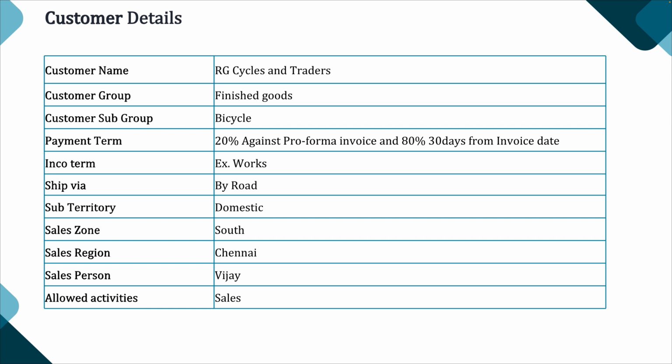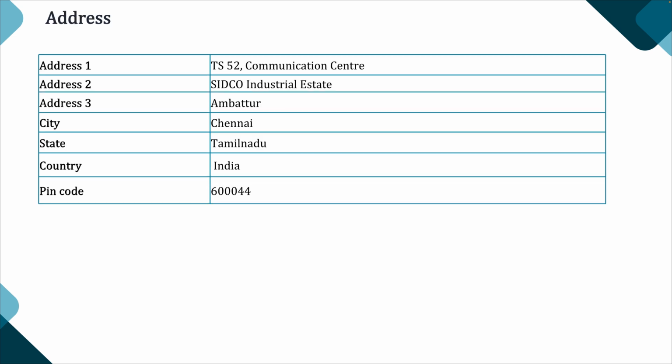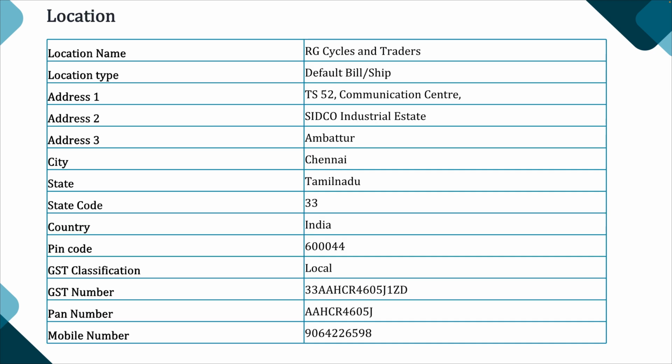Subterritory as Domestic. Sales zone as South. Sales region as Chennai. Salesperson as VJ. Address 1 as TS52 Communication Center. Address 2 as Sitco Industrial Estate. Address 3 as Ambattur. City as Chennai. State as Tamil Nadu. Country as India. PIN code 600044. Let us take location details with one GST number.